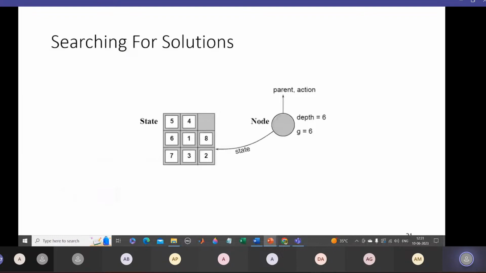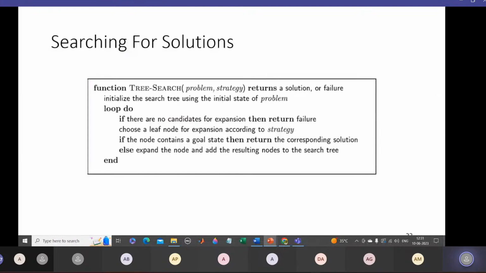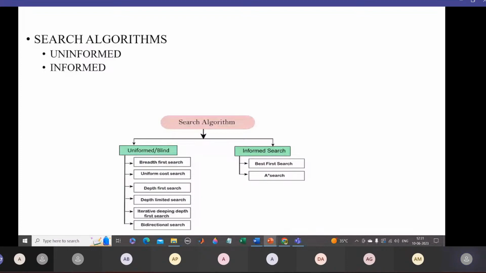Okay, then this is for searching for solutions. In the search algorithm you can classify into uninformed and informed. In uninformed you have so many: breadth first search, uniform cost, depth first search, depth limited search, iterative deepening search, bidirectional search. All these come, and you do them blindly. Then you have the informed search: best first search and A star algorithm. So this is your searching algorithms, informed and uninformed.